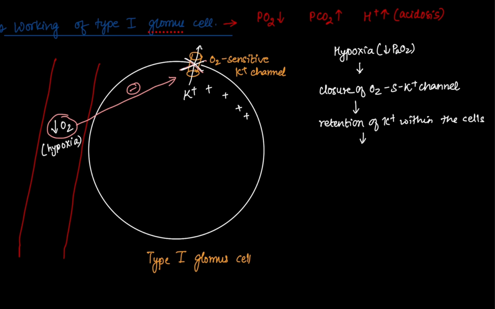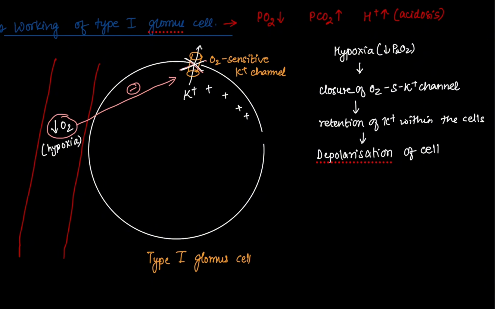So if there is high positive charge inside the cell, what will happen to the cell? Will there be depolarization or repolarization of the cell? You must know that if there is a high positive ion concentration within the cell, there is going to be depolarization of the cell. Now what will happen after depolarization? Remember, it is very important.